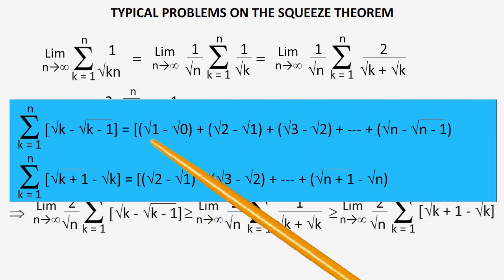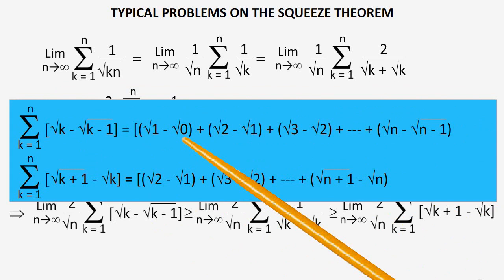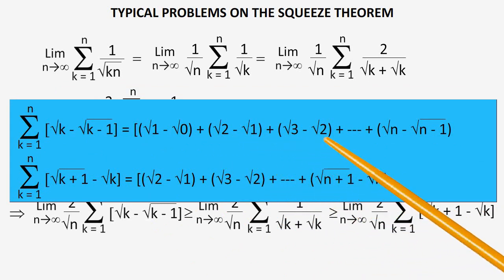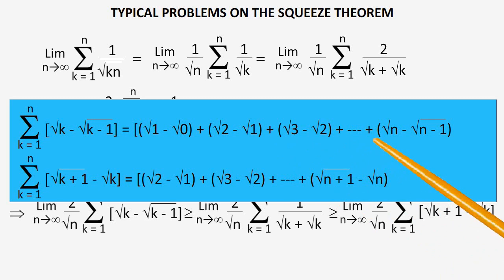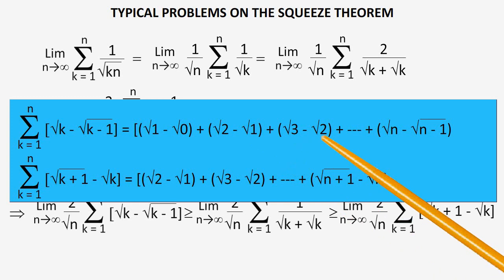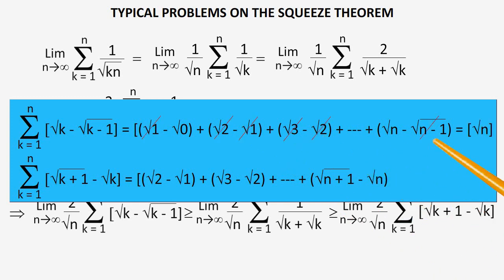This one is root 1 minus root 0 plus root 2 minus root 1 plus root 3 minus root 2, and carries on like this till the last term, which is root n minus root n minus 1. Here, the first term of each pair cancels out with the second term of the next pair. Only the second term of the first pair, which is nothing but 0, and the first term of the last pair, that is root n, do not cancel out. So the sum of the series is root n.